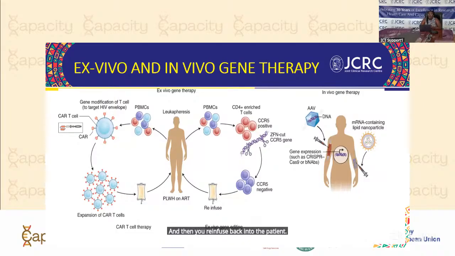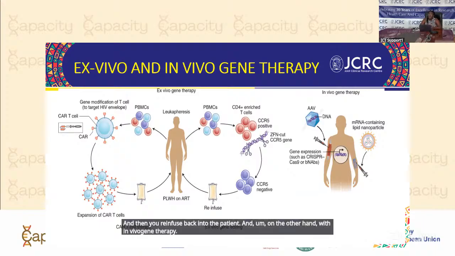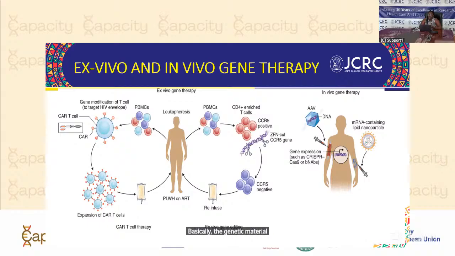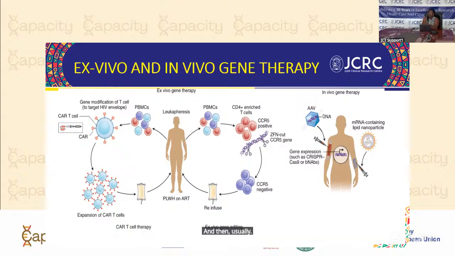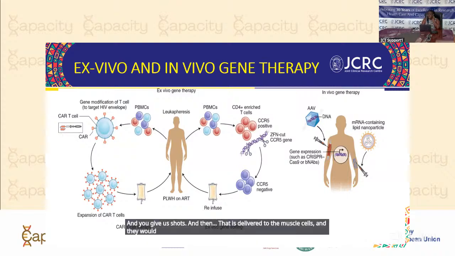And on the other hand, with in vivo gene therapy, basically the genetic material and the delivery system are simply put in a syringe, and then usually we target the muscular cells, and you give a shot, and then that is delivered to the muscle cells, and they would continuously produce the gene of interest.